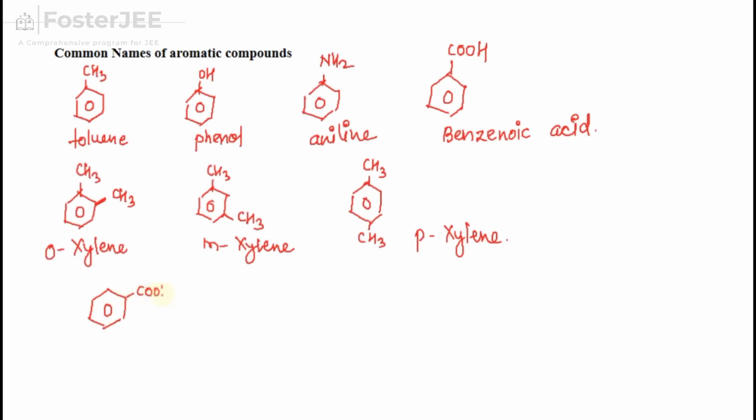Now, similarly, if the benzene ring is substituted with two functional groups, for example, two COOH carboxylic groups, then the name of the compound is phthalic acid. Similarly, if the benzene ring is substituted with an NO2 group or nitro group, then the name of the compound is nitrobenzene. So these are some examples of the common names of aromatic compounds.